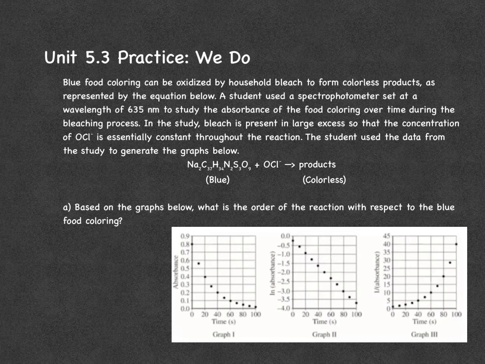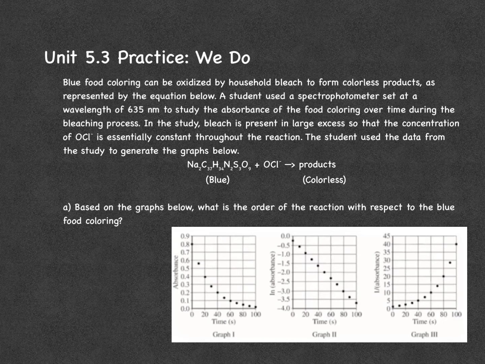In the study, bleach is present in large excess so that the concentration of OCl- is essentially constant throughout the reaction. The student used the data from the study to generate the graphs below. Part A asks, based on the graphs below, what is the order of the reaction with respect to the blue food coloring? So in order to determine the order of the reaction, let's take a closer look at the graphs.